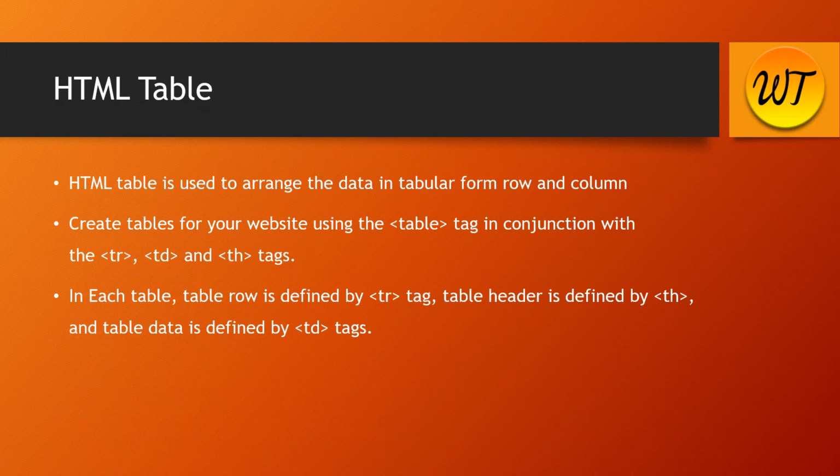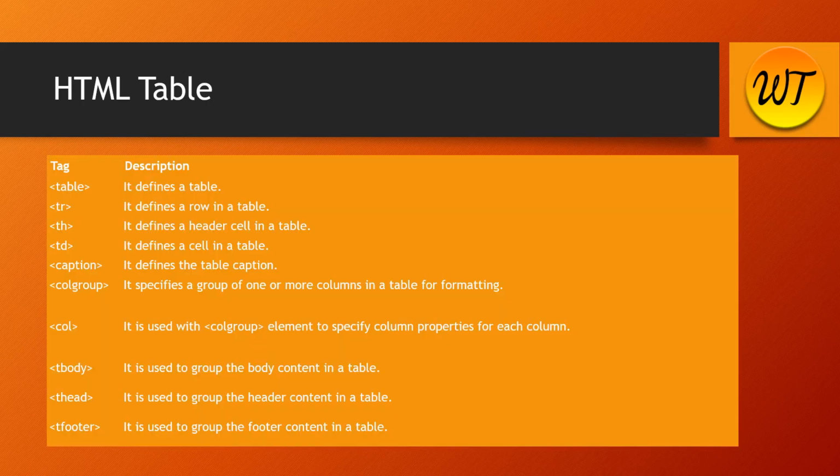Now we are going to see the HTML table. HTML table is used to arrange the data in tabular form with the help of rows and columns. So how do we create tables? We use the table tag, and every table has a table row, that is tr, and inside tr there will be a column, that is td. If we want a heading tag we use th, and in HTML5 there is something called tfoot, that is table footer. We can place it in HTML5.